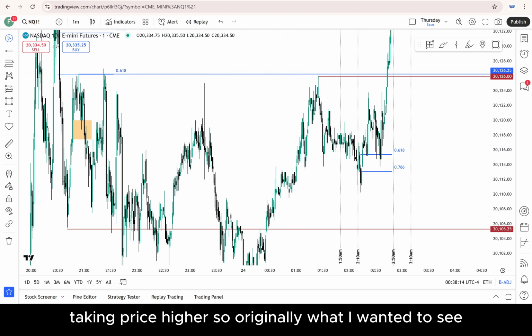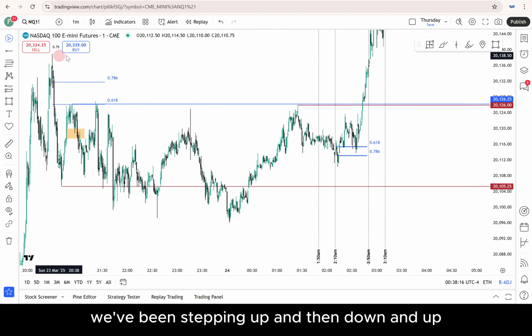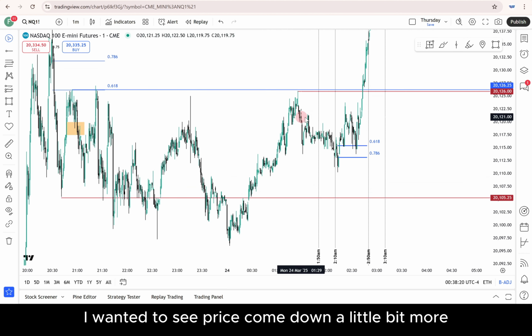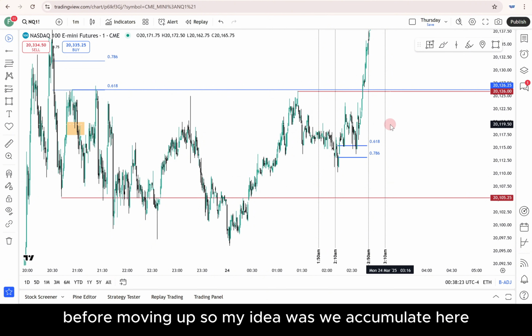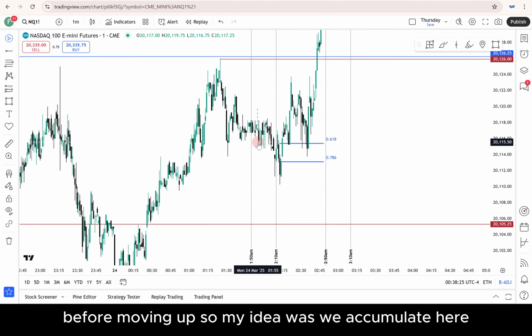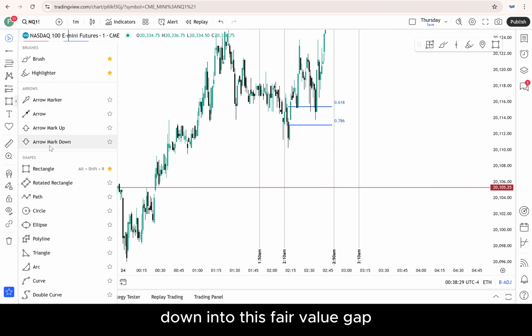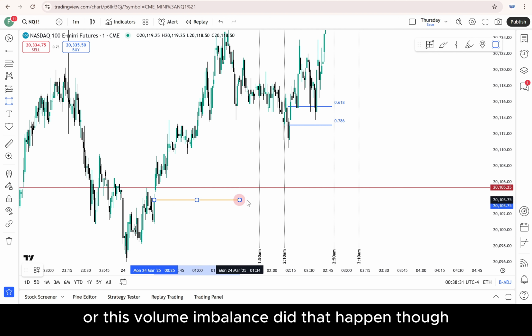So originally what I wanted to see, because we've just been ranging, right? We've been stepping up and then down, then up and then down and then up. I wanted to see price come down a little bit more before moving up. So my idea was we accumulate here, we manipulate. I wanted to see a larger manipulation down into this fair value gap or this volume imbalance.